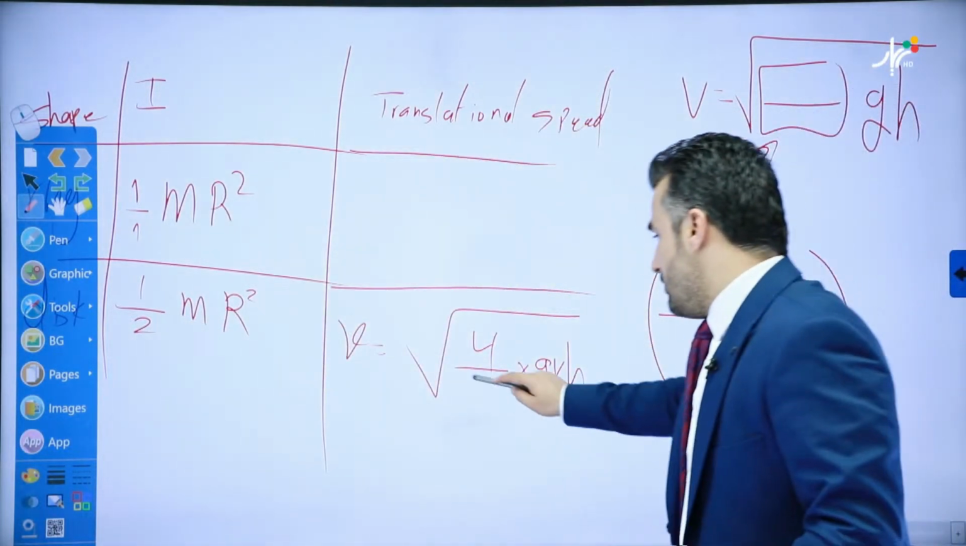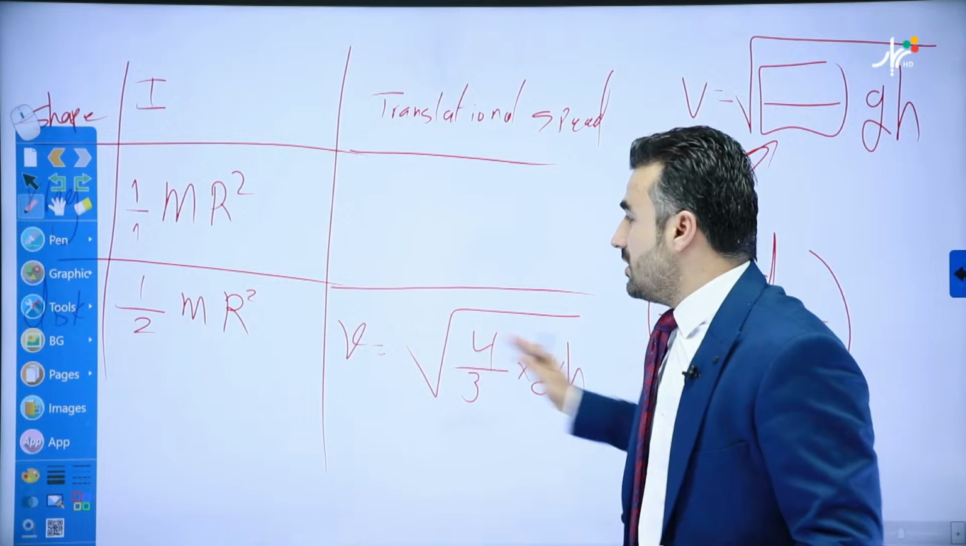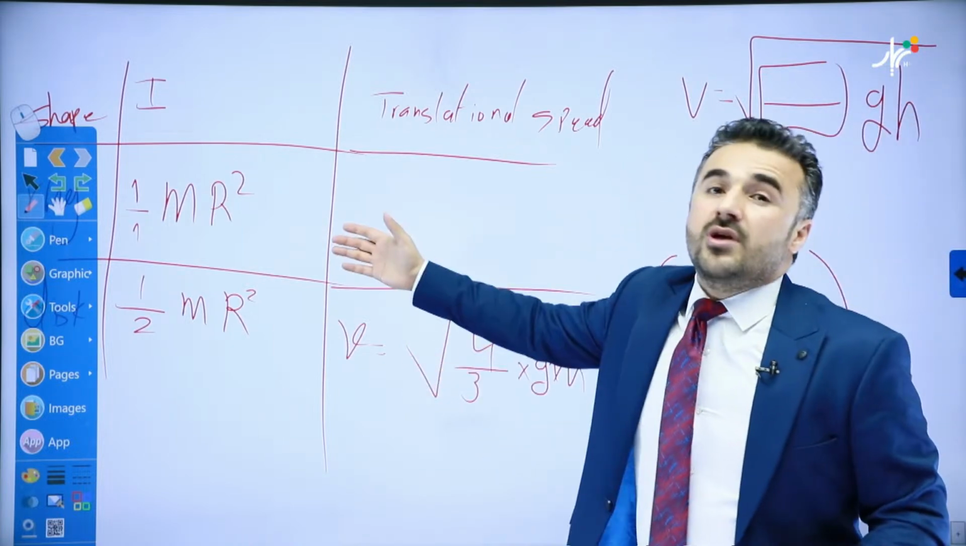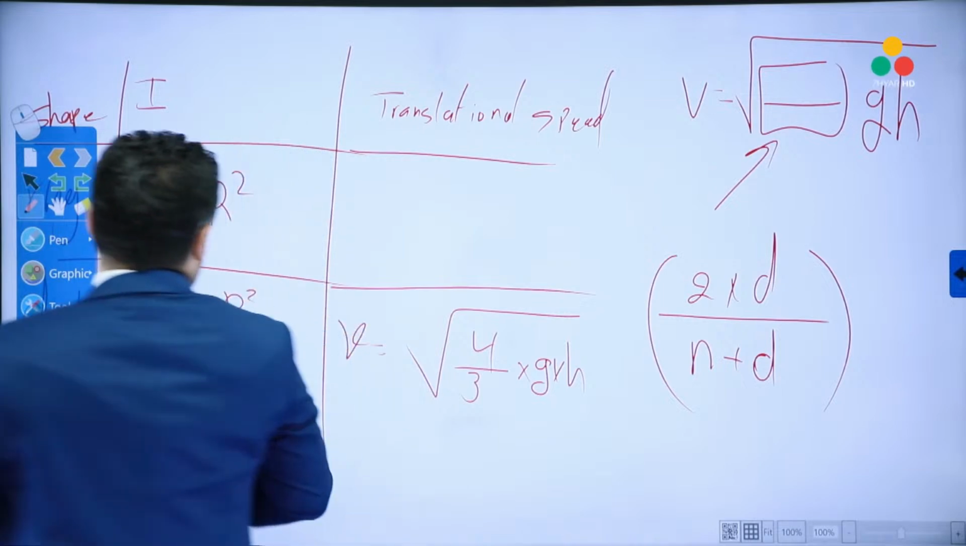1 plus 2, it is going to be 3. And this is your equation you need to use. We'll use the same rule and apply it for all the other shapes as well. Now let's go back to the ring.